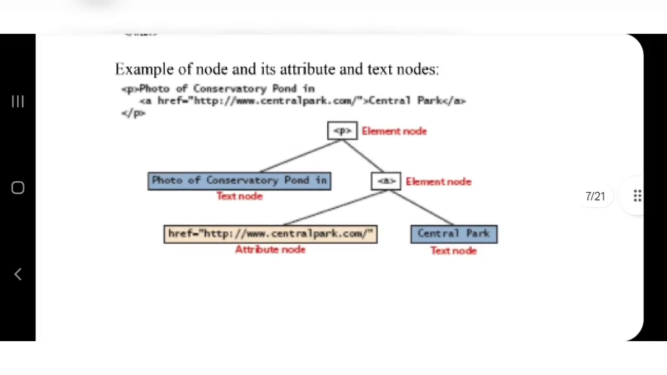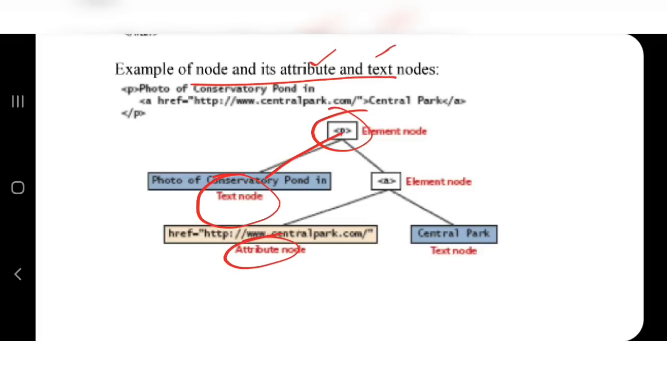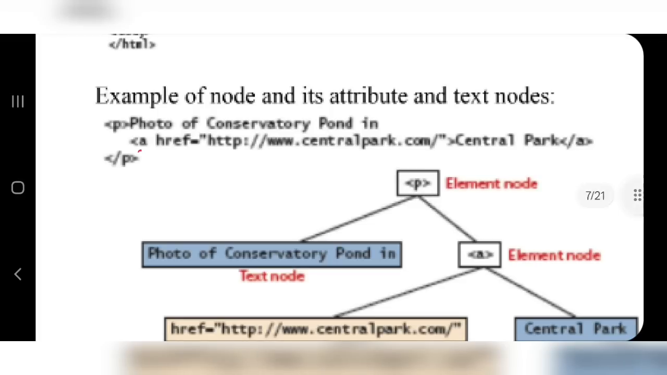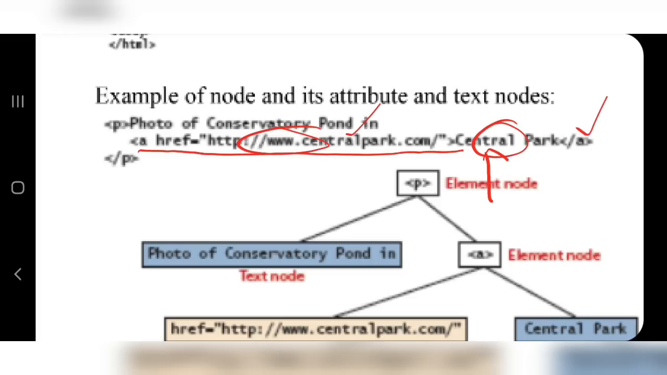Next we have the example of node and its attribute, text nodes, attribute node and text node. This is an optional topic. Here you have the element node, the text node, and the attribute, which is written with the tag. Like this is the a tag: before closing the a, what you write is the attribute, and between the opening a and closing a tag, what you write is the text node.